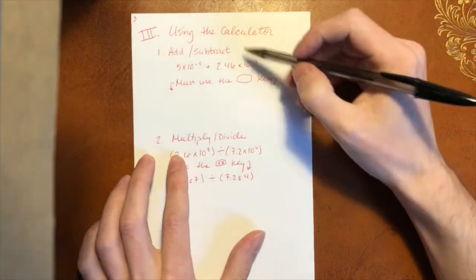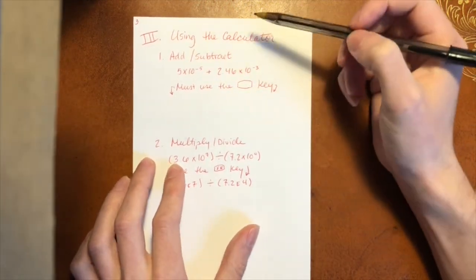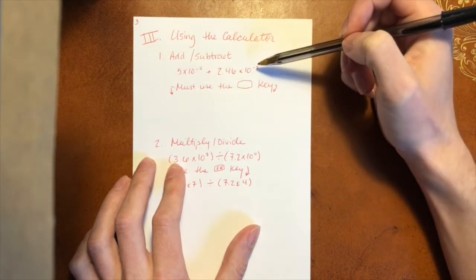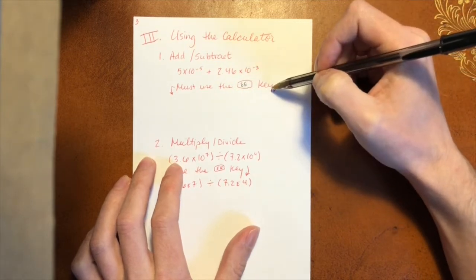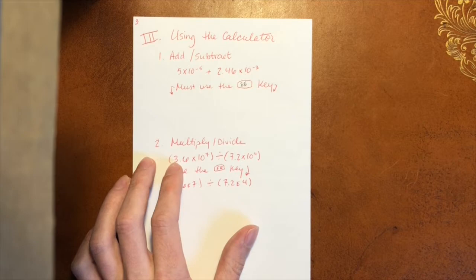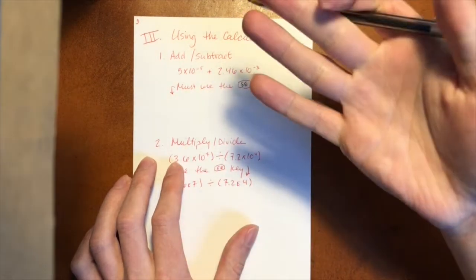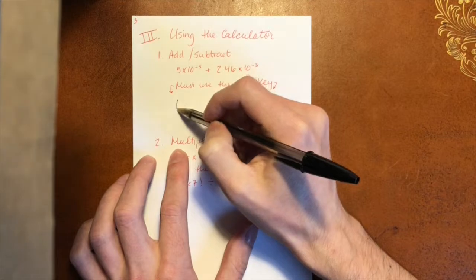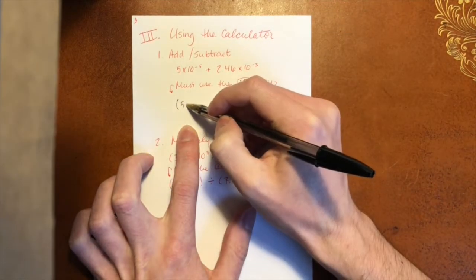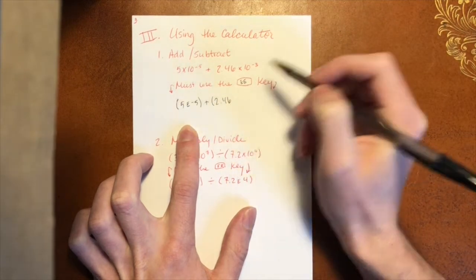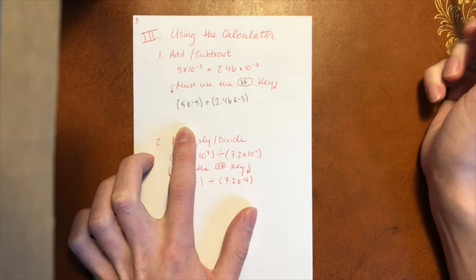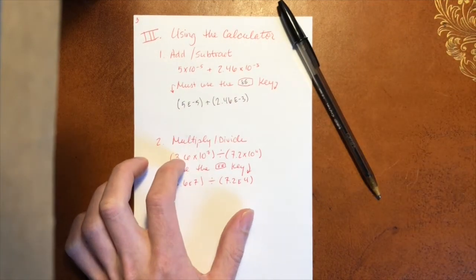All right, so let's look at some examples using the calculator. So when we add or subtract using the calculator, we have, for example, this. Well, that's fine, but when we use the calculator, we need to use the E key. That's going to be incredibly important for us. And when we use that key, that tells us the times 10 and it raises that number to an exponent. So we could rewrite this, and we're always going to use parentheses, as parentheses 5e negative 5 plus parentheses 2.46e negative 3. Now let's type that into a calculator and see what we get.